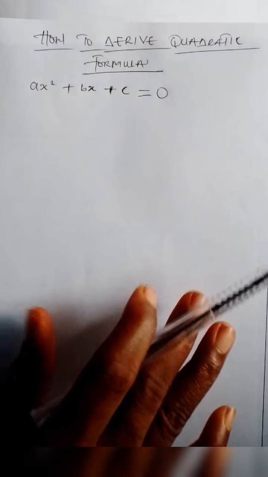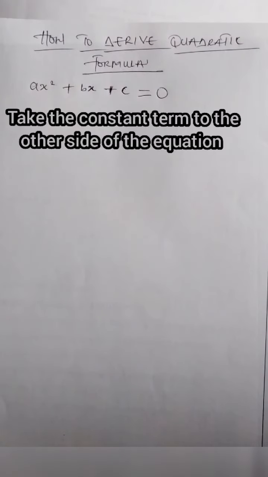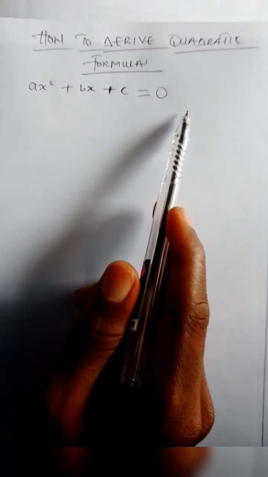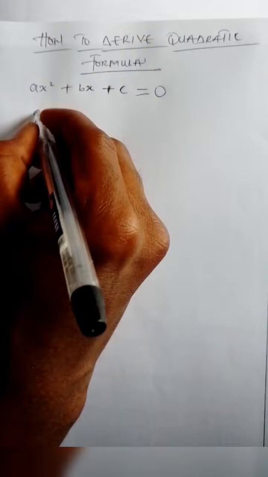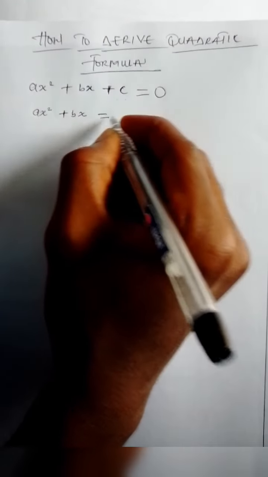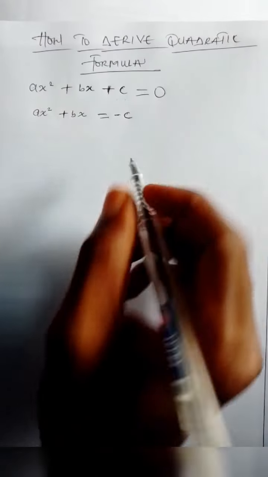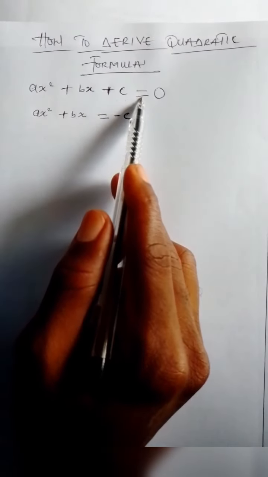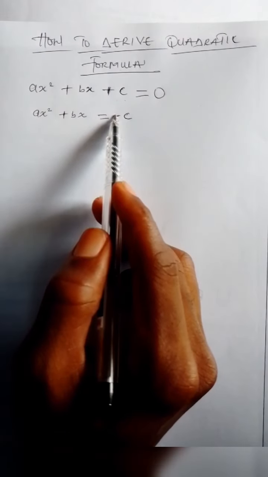The first rule says take the constant term to the other side of the equation. We have the constant term to be plus c, so we are taking plus c to the other side of the equation. So we have ax squared plus bx equal to minus c. Plus crossing the bridge of the equality sign changes to minus.